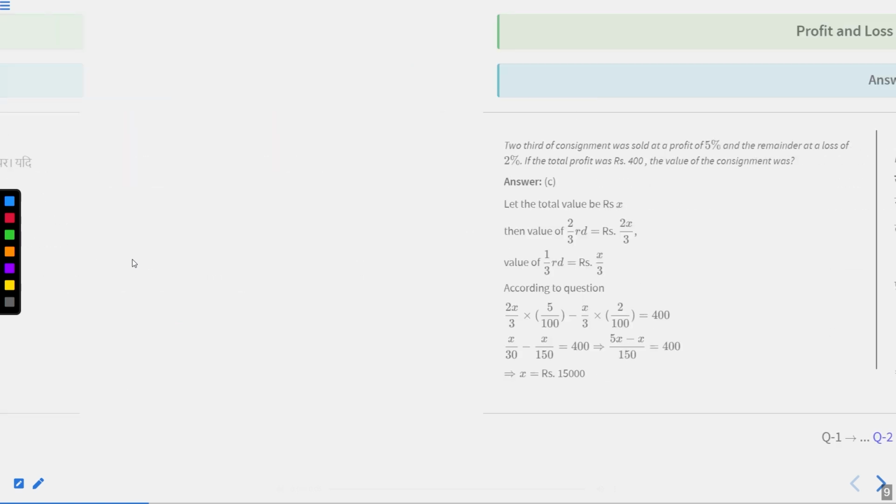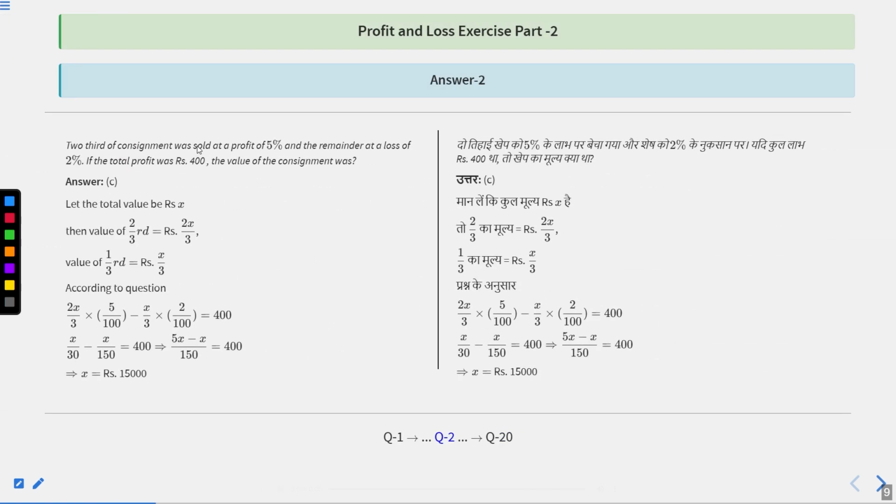Now time's up. Let's see the solution. According to the question, we can let the total value be rupees X. Clear? The total consignment value is X rupees. So the value of 2/3 will become 2/3 of X. Clear? Because the question says that 2/3 of the consignment is sold at a 5% profit and the remaining at a 2% loss. So the value of 2/3 of the consignment will be 2/3 of X and the rest will be X by 3. Now according to the question, 2/3 of the consignment is sold at 5% profit and the rest of the consignment is sold at 2% loss.